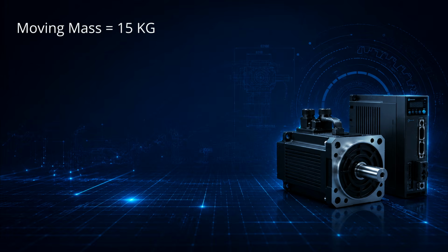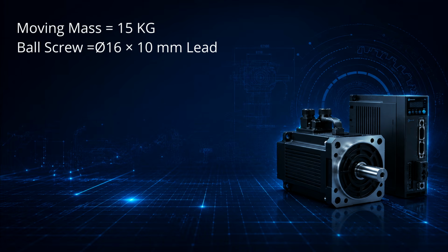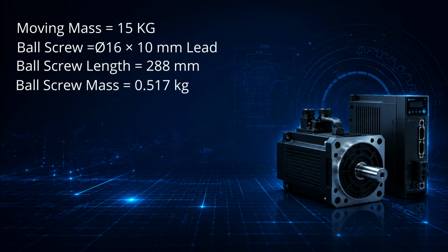We have moving mass 15 kg. Our selected ball screw is a 1610 ball screw, meaning 16 mm diameter and 10 mm lead. Our ball screw length is 288 mm. Ball screw mass is 0.517 kg. For ball screw efficiency, we are considering 90%, and this efficiency we have taken from a manufacturer's catalog.